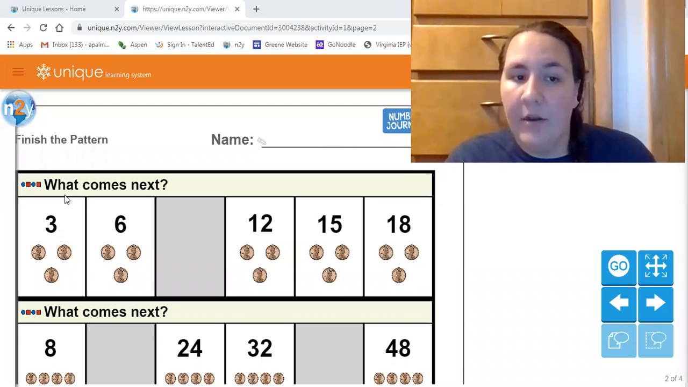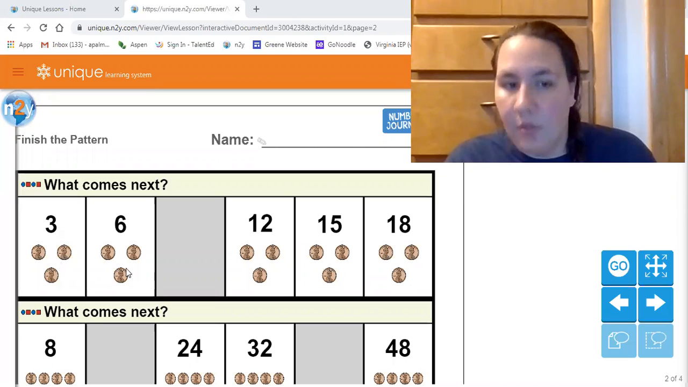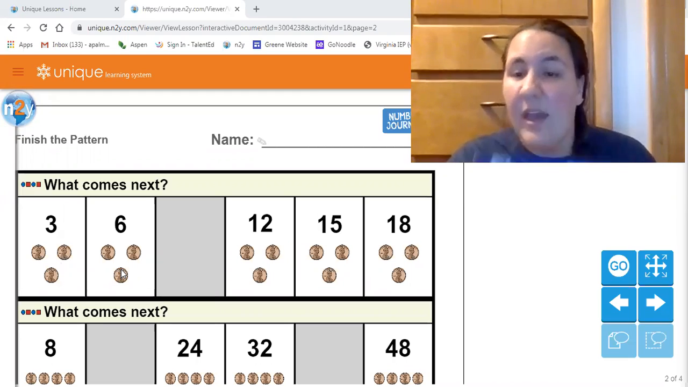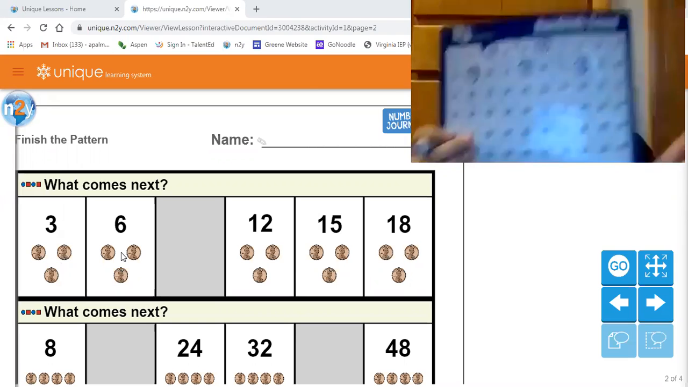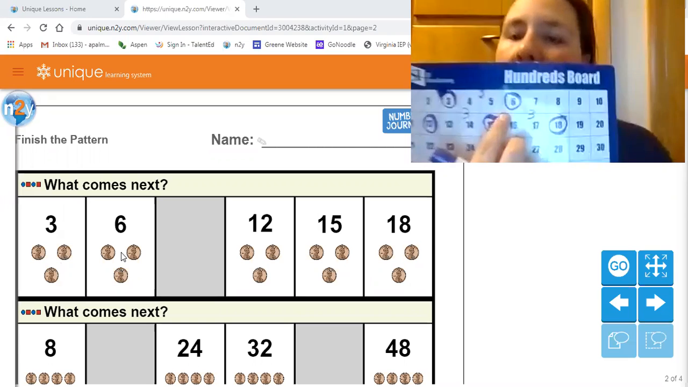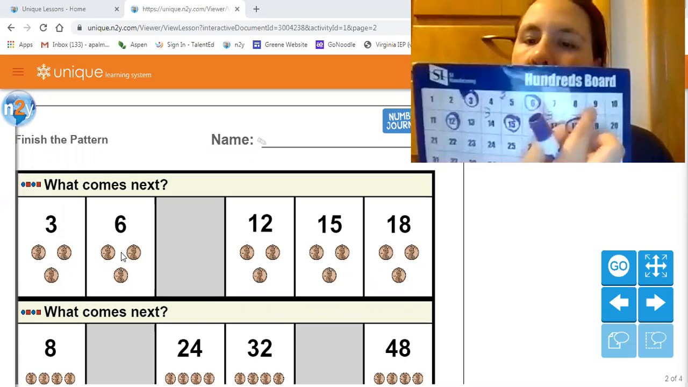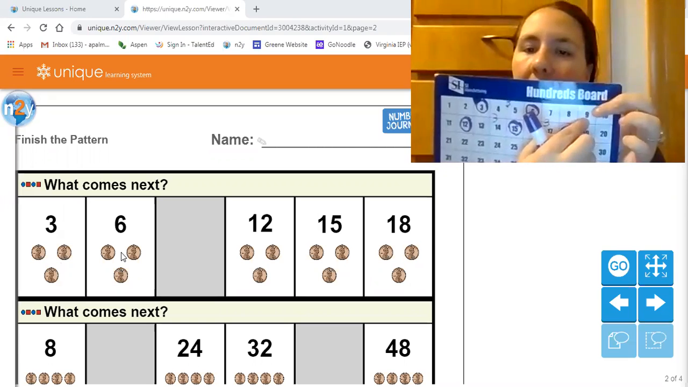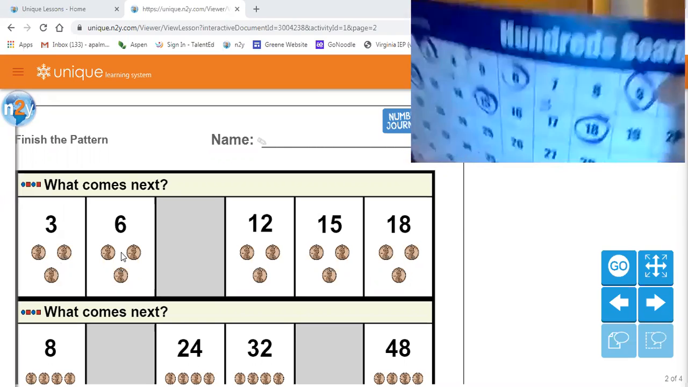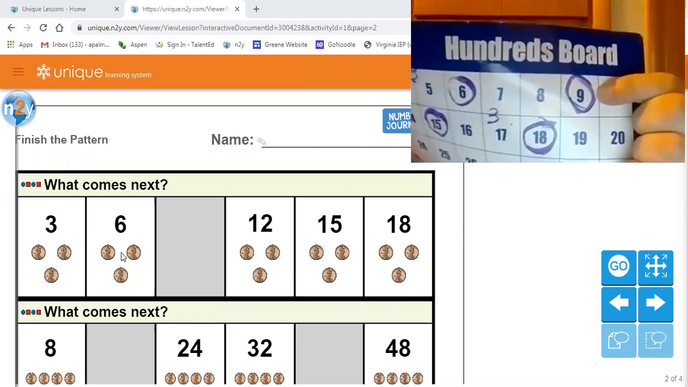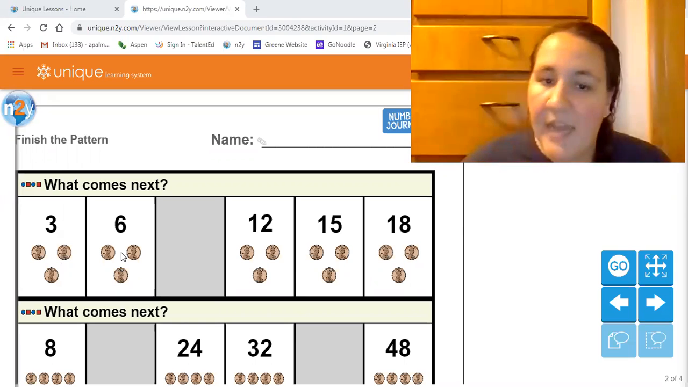So this pattern, there's 3 pennies, and then 3 more is 6. So now I know that we figured out I need to add 3 more. So if I start at my 6 and I add 3: 1, 2, 3. What number am I landing on? Circle it so you can see it a little bit better. What number is that? Very good, a 9.